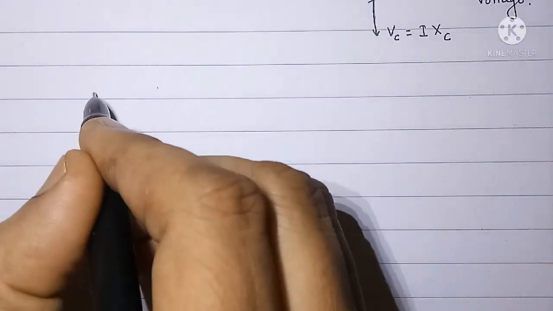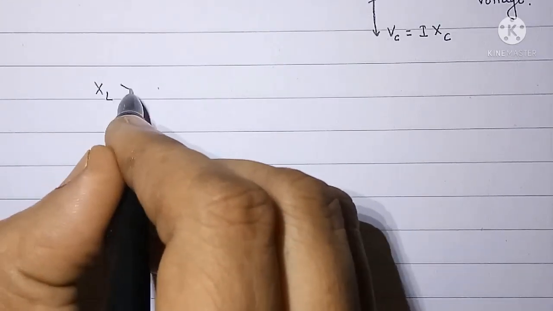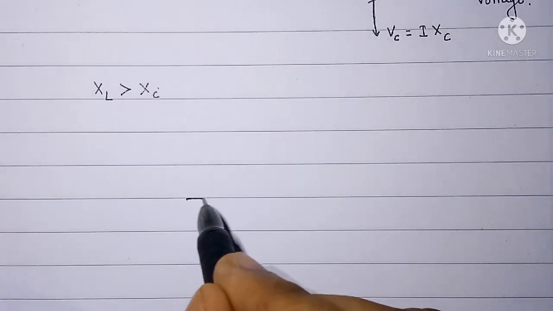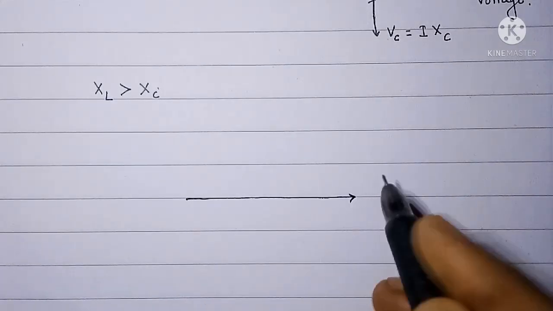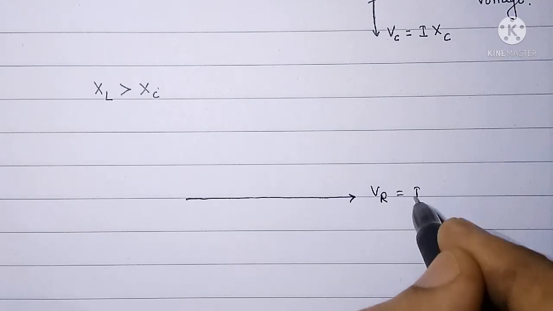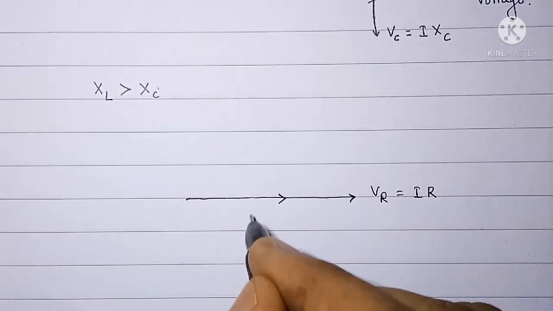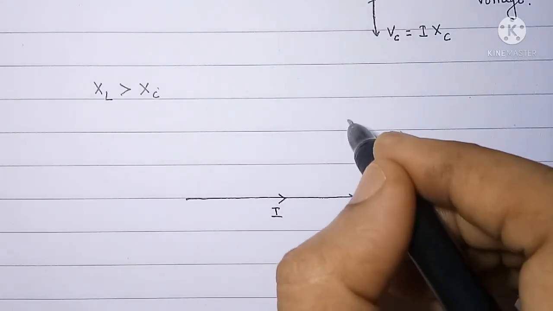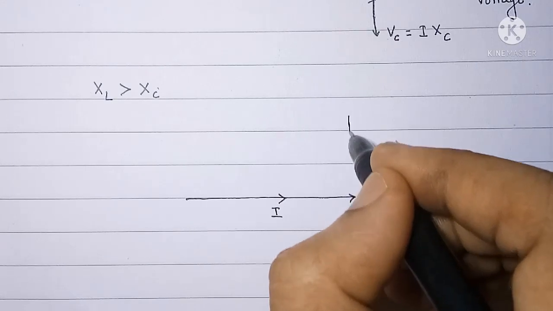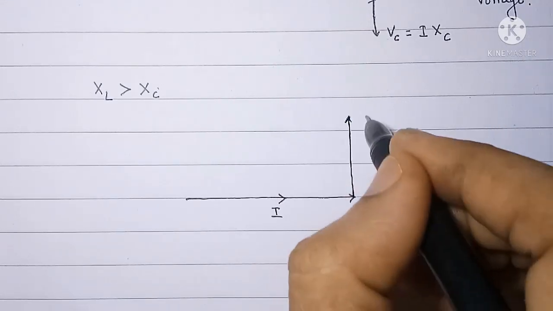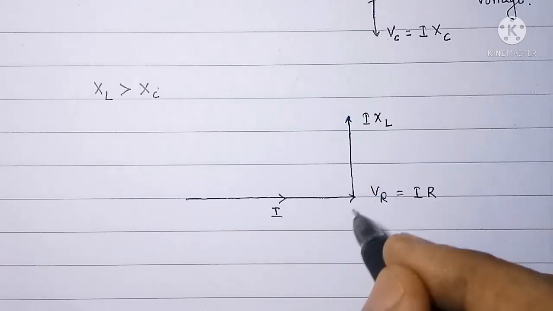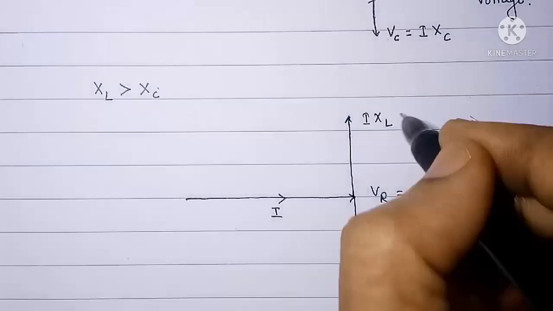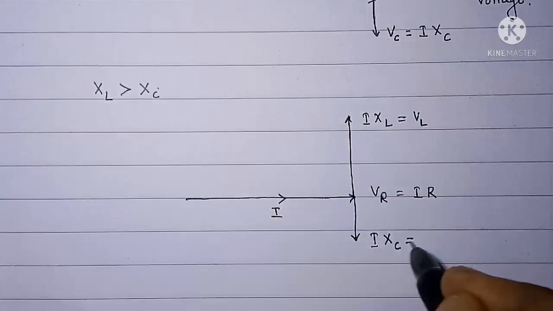Now we will draw the phasor diagram when XL is greater than XC. Again we will take VR as reference. VR is equal to I into R. Current will be in phase with VR. XL is greater than XC means I into XL will be greater than I into XC. So this is VL here and this is VC.